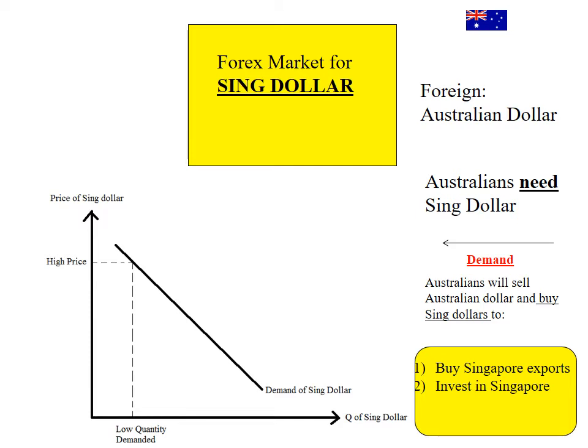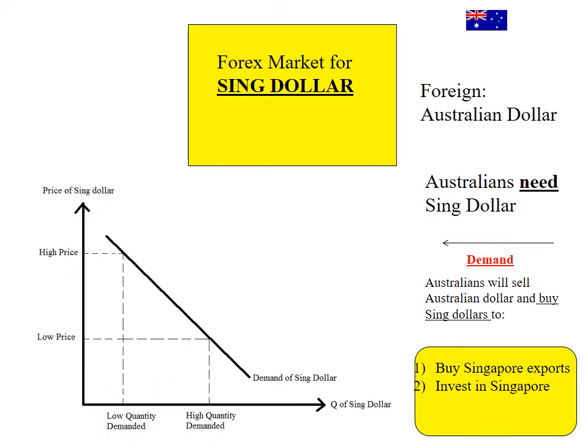Now, the demand is always coming from the foreign side, because they don't have Sing dollar. So we're looking at Australians, they don't have Sing dollar, so they create the demand. The demand follows the law of demand that we have been talking about since the beginning of the year. High price, they are not so interested to buy, low quantity demanded. Low price, high quantity demanded. So the demand is still a downward sloping curve as in demand for anything.